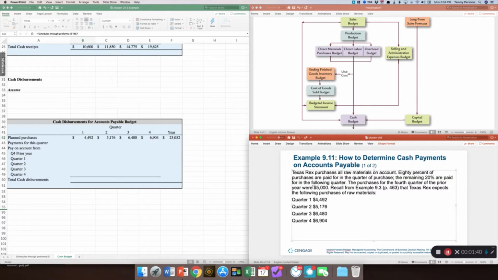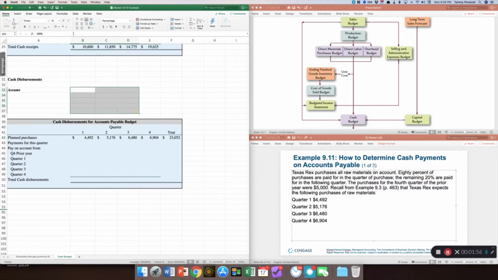And we have outstanding purchases from the fourth quarter of the prior year of $5,000. So that means that in the first quarter we're going to pay 20% of that, because it's hanging over. So let's uncover all these assumptions here. 100% of our purchases are paid on account, 80% of them are paid during the quarter of the purchase, and 20% are paid in the following quarter, and then $5,000 were purchased in Q4 of last year.